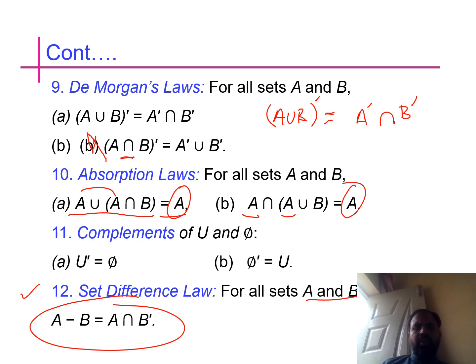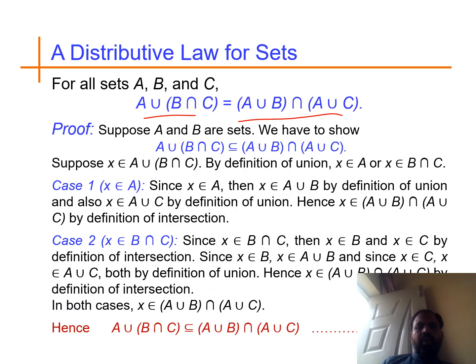So these are the laws for sets. Now the distributive laws for sets. For all sets, A union (B intersection C) is equal to (A union B) intersection (A union C). We prove this. Suppose A, B and C are sets. We have to show A union (B intersection C) is a subset of (A union B) intersection (A union C).